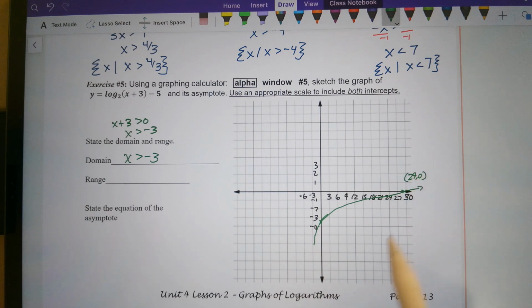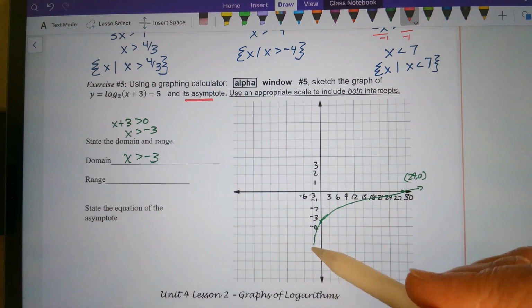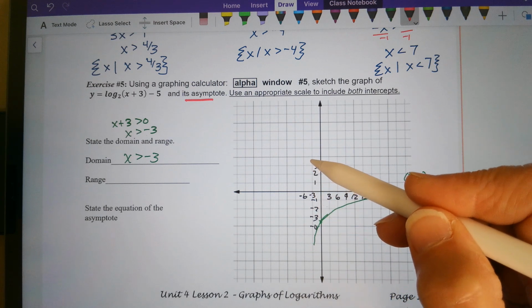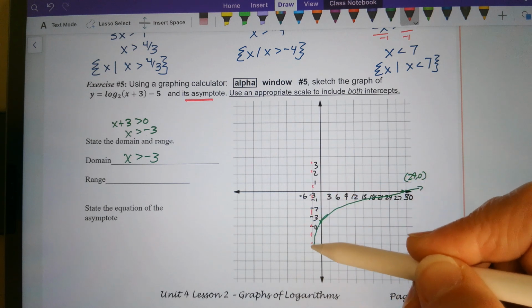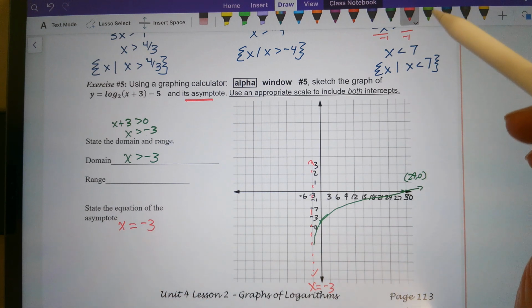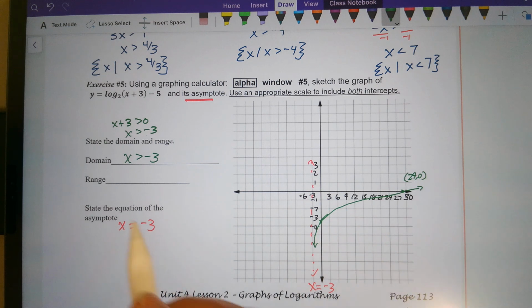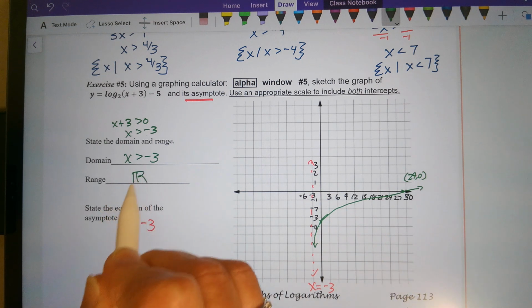I'm just labeling this asymptote there. Sorry, not asymptote. x-intercept. What is our asymptote? The equation of our asymptote is x equals -3. Our range, let me not forget, I need an arrow here. This keeps going downward. Our range is all real numbers.